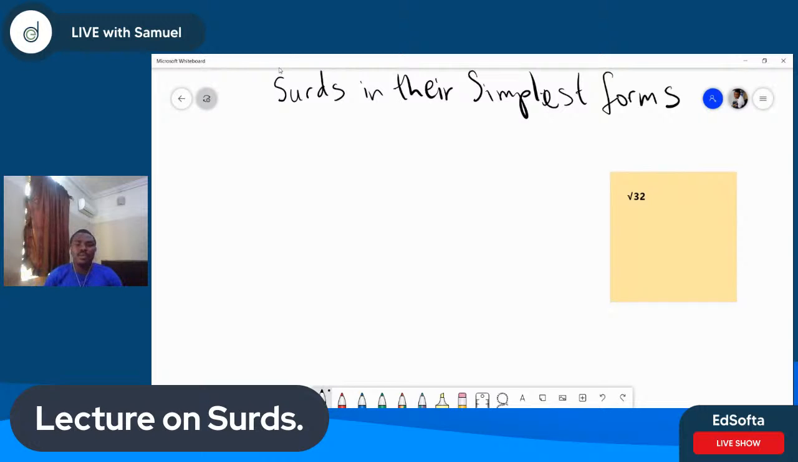Okay, let's continue. Let's take another example: root 72. First of all, pick the number inside and write out its multiples. So 72, we can have what?